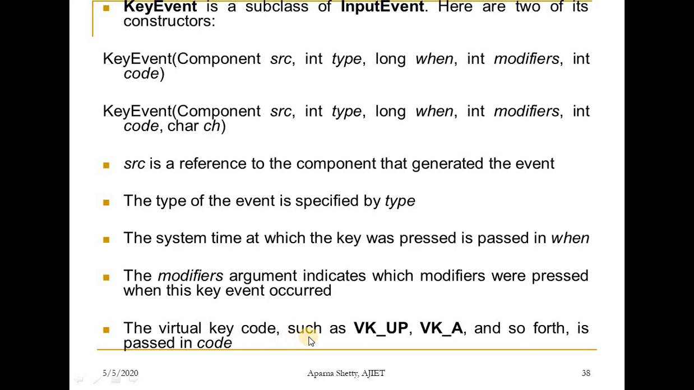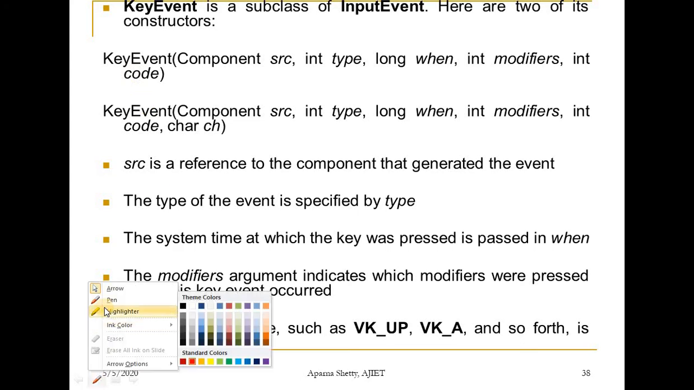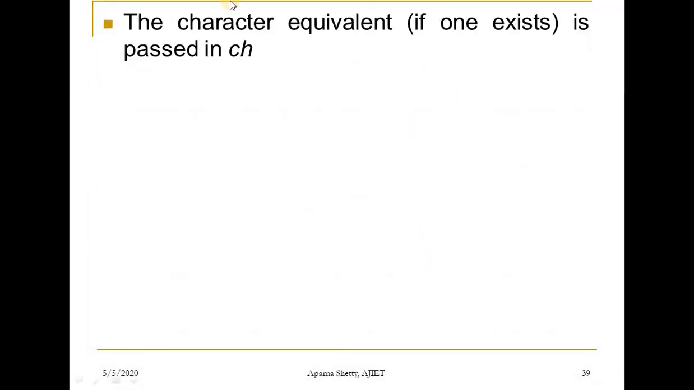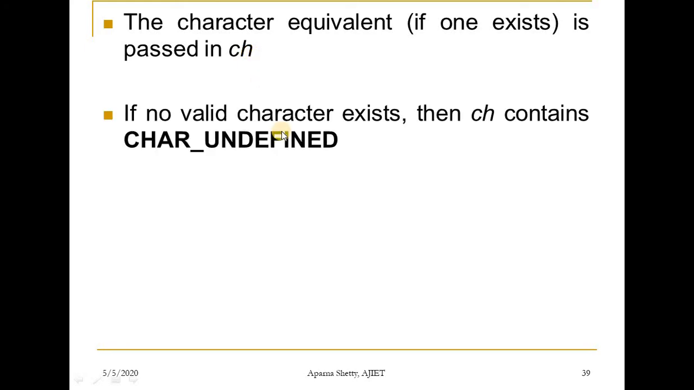The virtual key code, such as VK_UP, VK_A and so forth, is passed in the code. That code represents the virtual key code, such as VK_A, VK_UP. And the character equivalent of that code is passed in ch. So ch represents the character equivalent of that code. So this was about the constructor of the key event class.